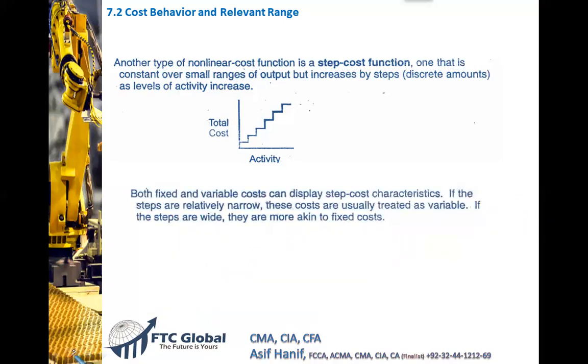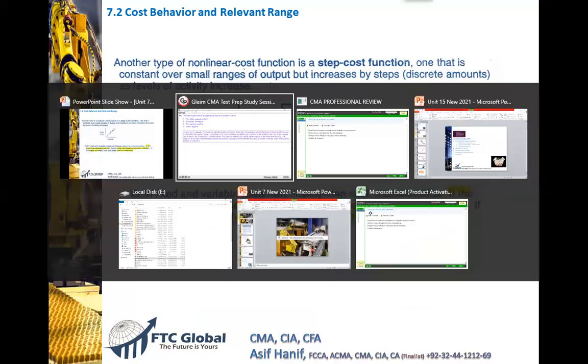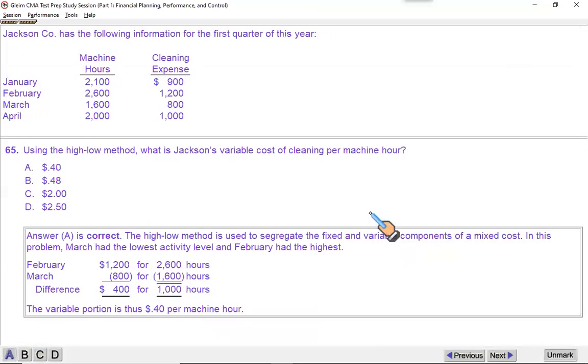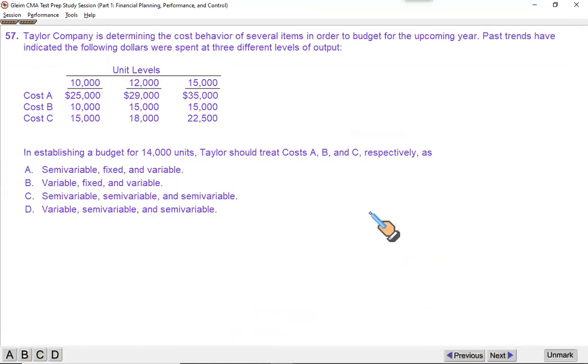Let me mark it for you. This one. If these steps are relatively narrow, these costs are usually treated as variable cost. But if the steps are wider, like these, where the jump is quite wide, like in rent, they are more akin to fixed cost. Now, this point is nicely explained in this question. This one. Look at this.